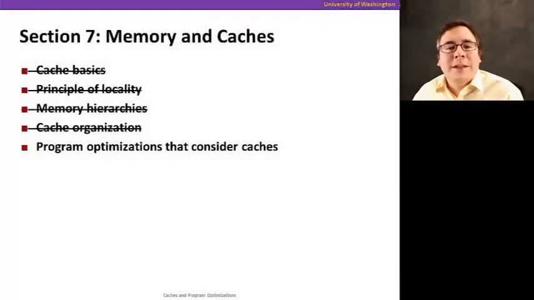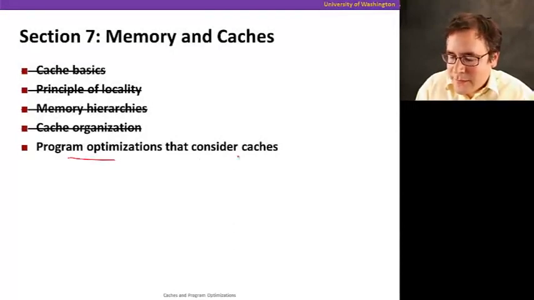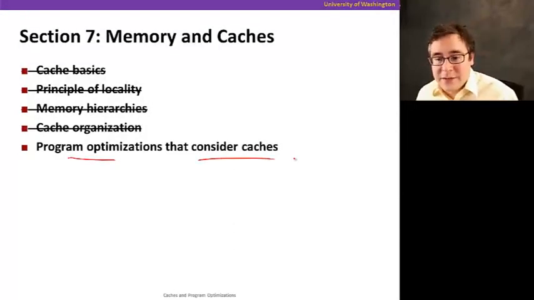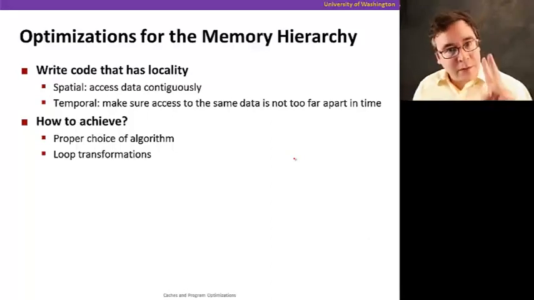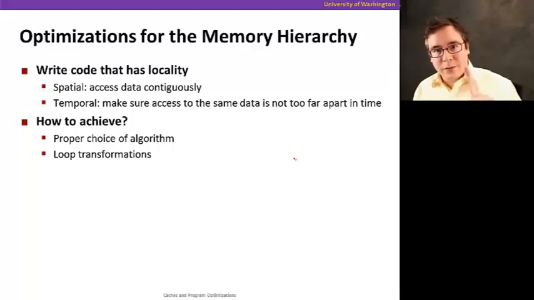Now we're going to do our last topic in our memory and caches section. We're going to talk about program optimizations that consider caches. Optimizing code for the memory hierarchy essentially boils down to writing code that has better locality properties. And remember, there are two types of locality: spatial locality and temporal locality.